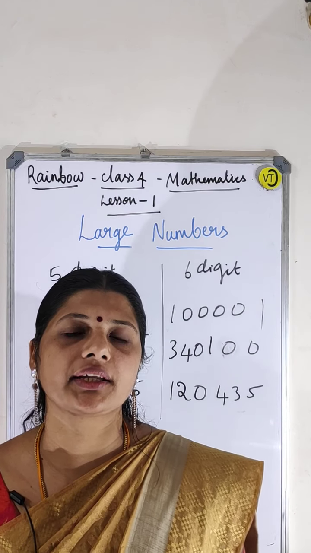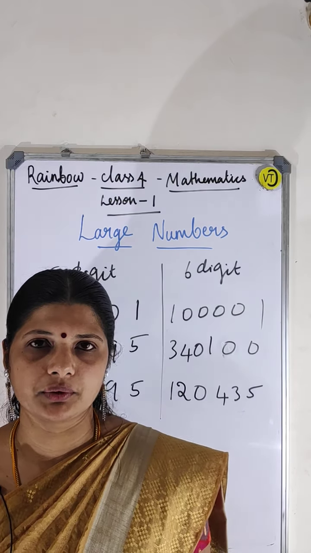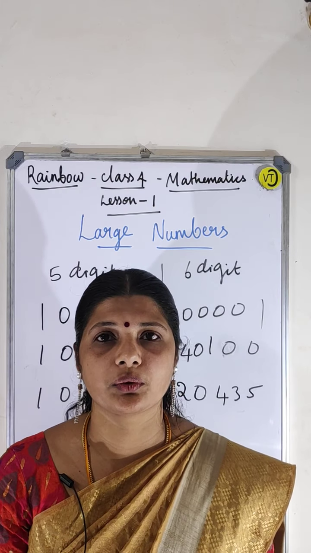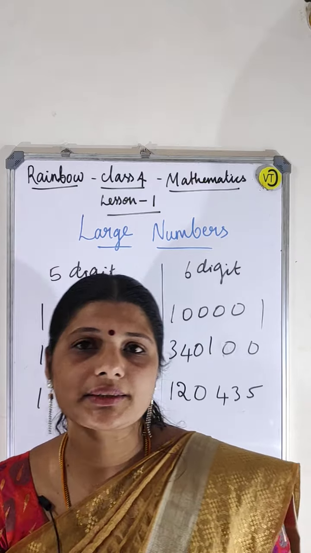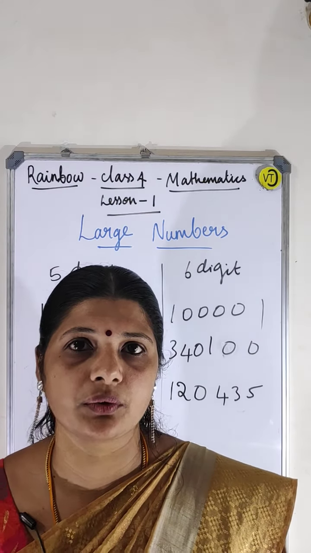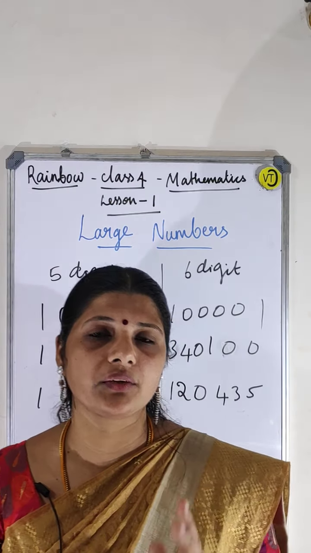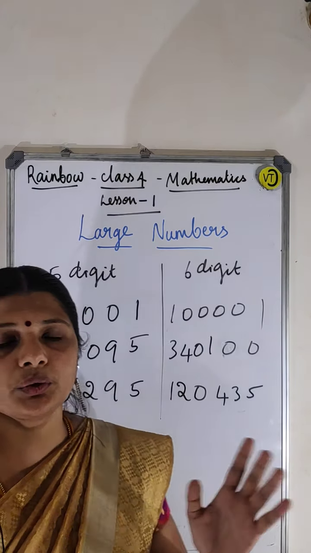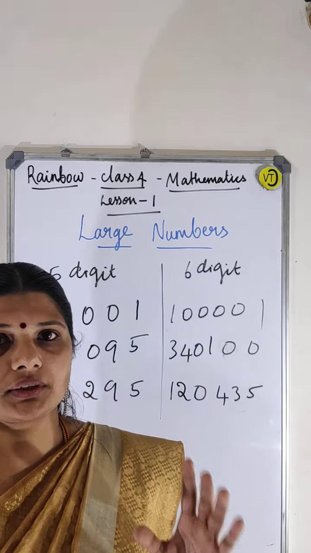Now children, we can read 5-digit numbers and 6-digit numbers through periods. Periods I already told you. There is a ones period, a thousands period, and a lakhs period in the Indian value system. Here I have written some numbers, so you have to read the numbers with me.